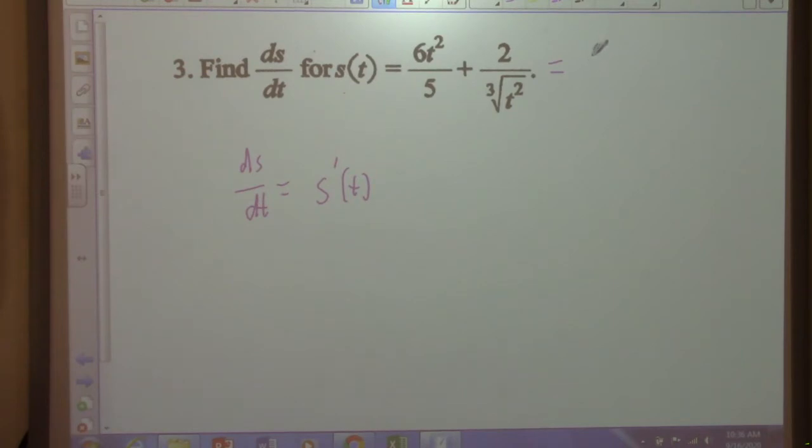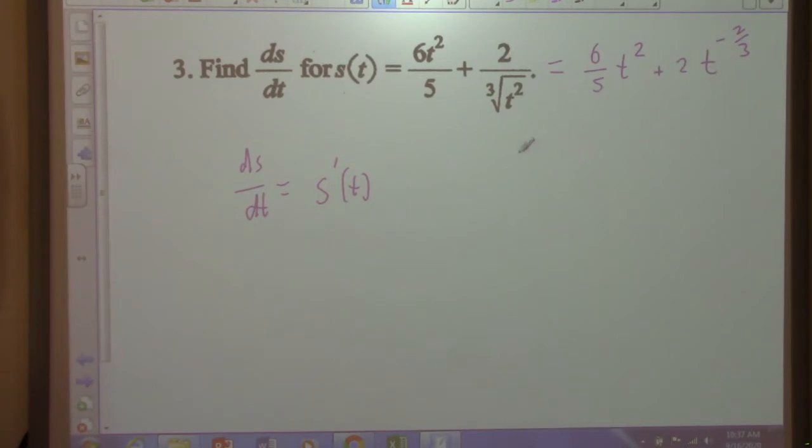So this is going to be 6/5 t squared plus 2 t to the negative 2/3 power. Okay, and we've done these a lot, right? Or not a lot, but a fair amount recently. Yeah, recently.